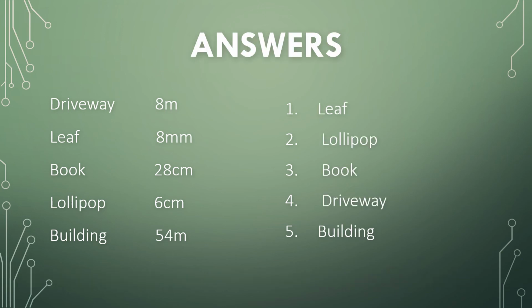How did you go? All right, so our leaf at 8 millimeters is our shortest length, followed by our lollipop at 6 centimeters, our book at 28 centimeters, then our driveway at 8 meters, and our longest length there being 54 meters, our building. Terrific.